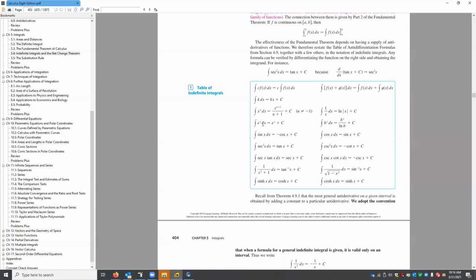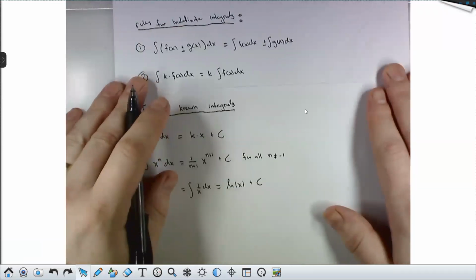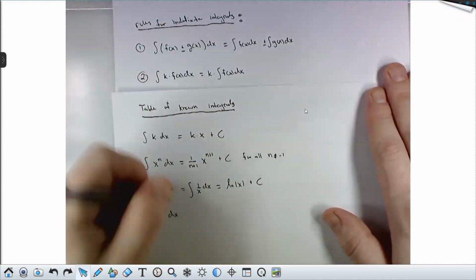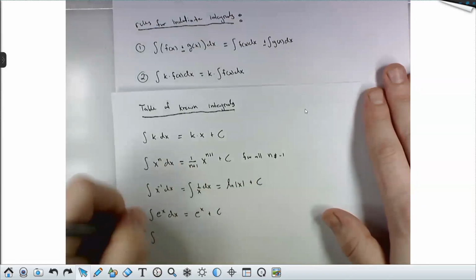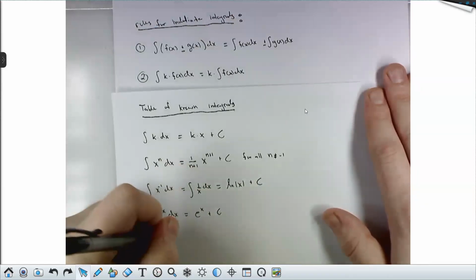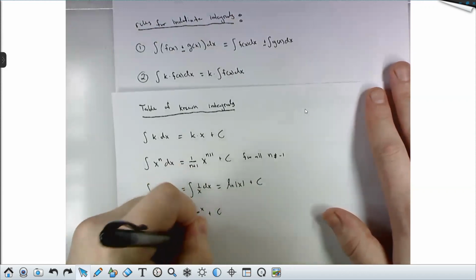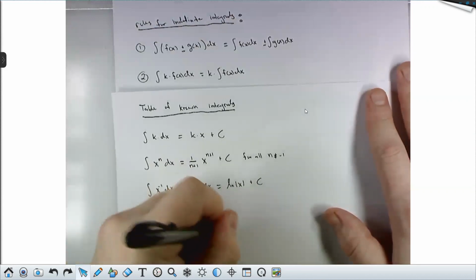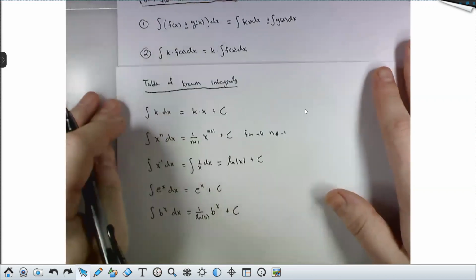And then there's a boatload of other ones, e to the x, sine x, all the known trig stuff. I'll go ahead and write these down. Integral e to the x dx is e to the x plus c. Integral of some other base exponential b to the x dx is 1 over the natural log of b times b to the x plus c. That's all the exponential stuff you need to know.